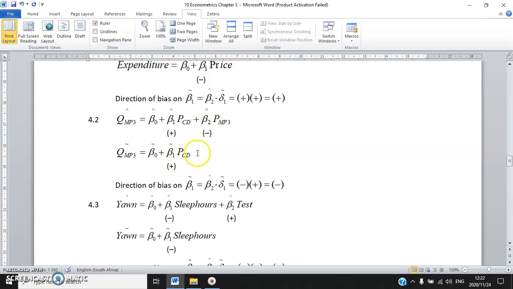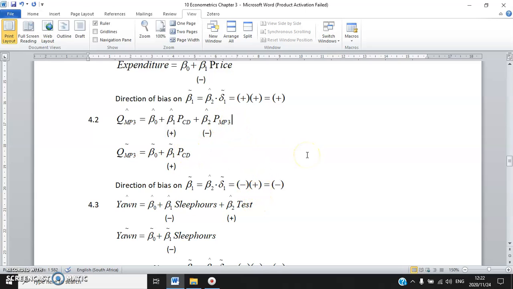And then in the second regression, I suspect I commit underfitting. I take out the price of MP3, X2. Now I want to know, by excluding X2, what is the impact on this slope parameter B1 hat. Again, the product of these two terms gives you the direction of the bias. First of all, B2 hat, you already know it is negative. And then this shows the relationship between price of MP3 and price of CD. It is a positive relationship.